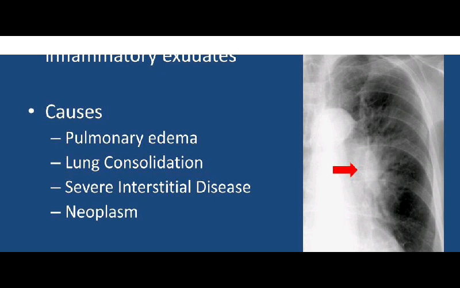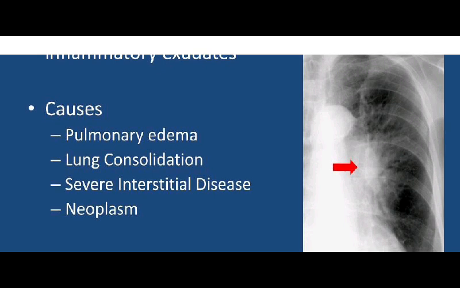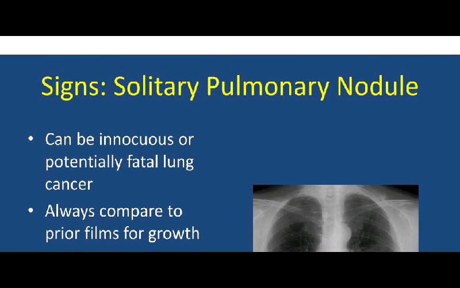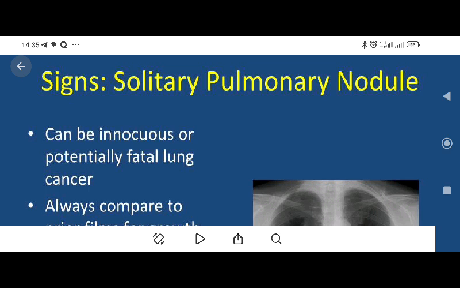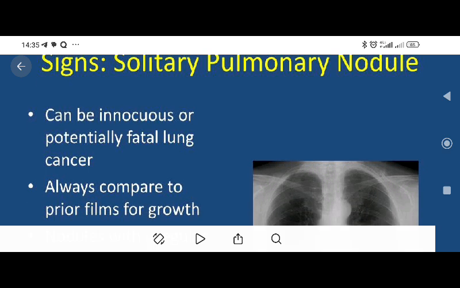The causes of these things might be pulmonary edema, lung consolidation, severe interstitial disease, and neoplasms can lead to this air bronchogram. So air bronchogram is a sign that can show you that okay, there are certain pathologies that should be present in these lungs. Do you understand? Now, solitary pulmonary nodule can be innocuous or potentially fatal lung cancer.